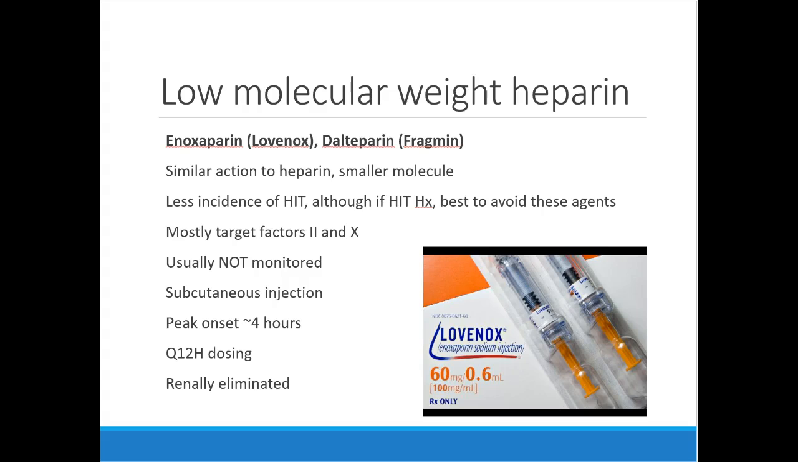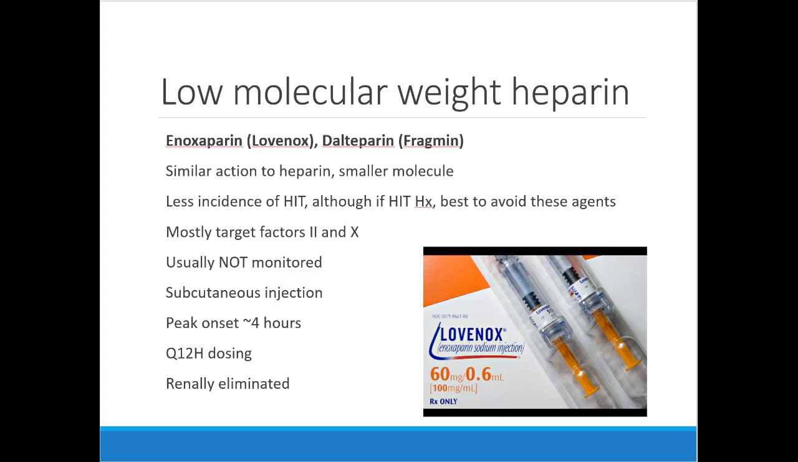They target factor 2 and 10. It's very similar to heparin itself. Usually you don't have to monitor these. So with heparin, we're monitoring fairly closely. We're making small adjustments to the infusion. With these drugs, the kinetics are very predictable. It's basically weight-based dosing. So usually it's a nice drug because it's easy.